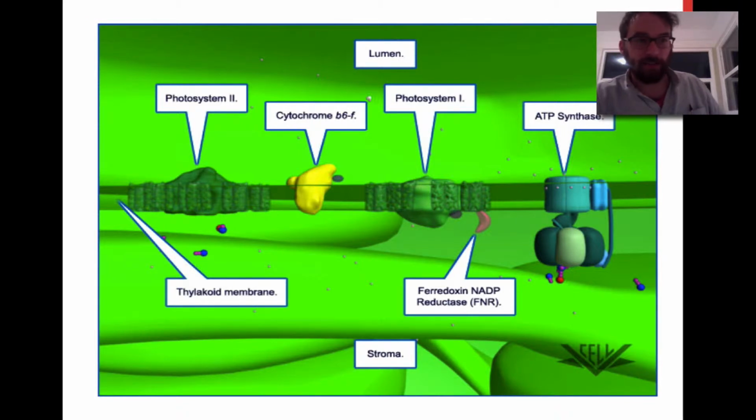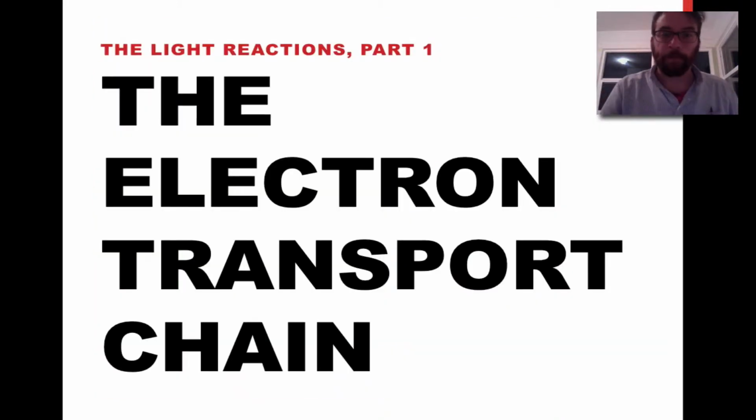It's a chain because there's multiple links and it transports electrons. And it's the transport of electrons that is key to understanding how photosynthesis captures energy from the sun. So, here we go. The light reactions, part 1, the electron transport chain.